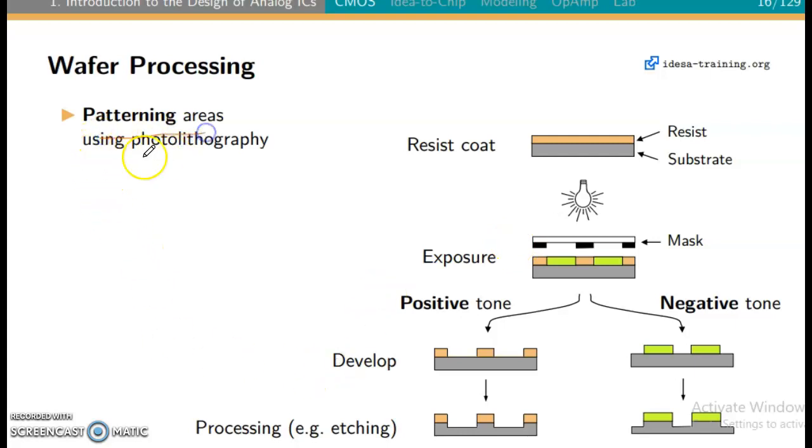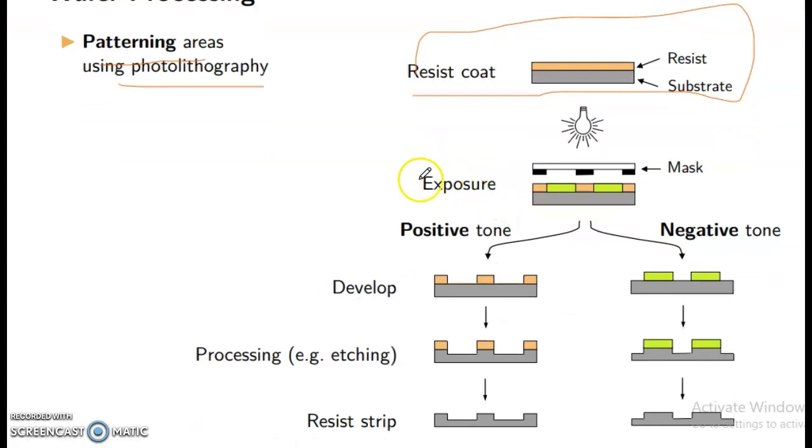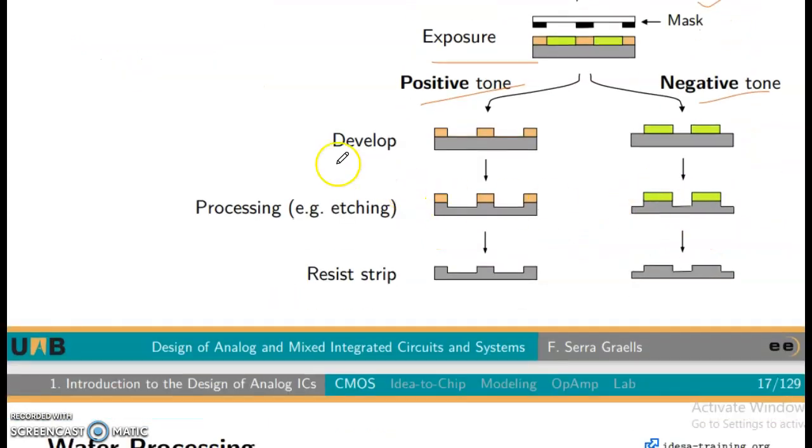Wafer processing: patterning areas using photolithography. Resist coat, resist on substrate. Exposure with mask, positive tone, negative tone. Develop.